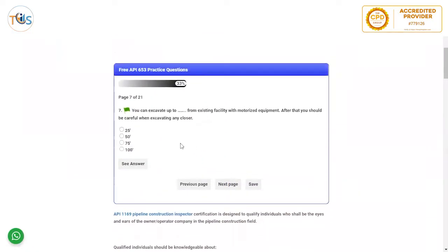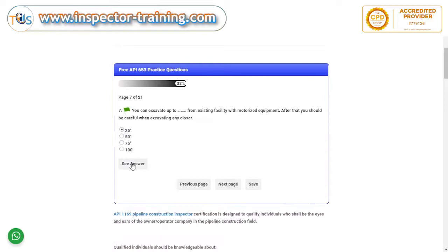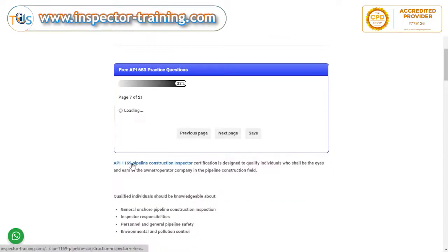Excavate up to 25 feet from existing facility with motorized equipment. After that, you should be careful when excavating any closer.